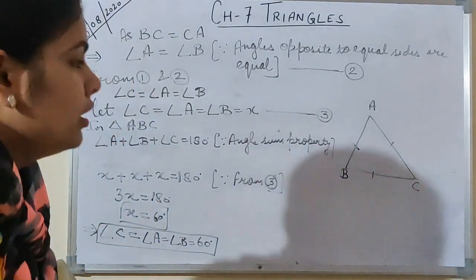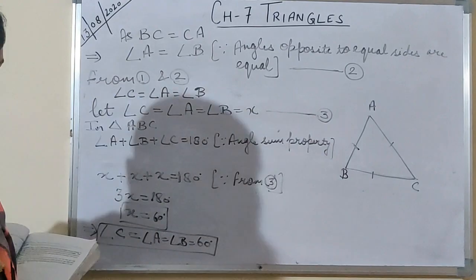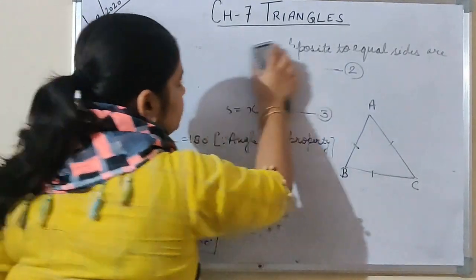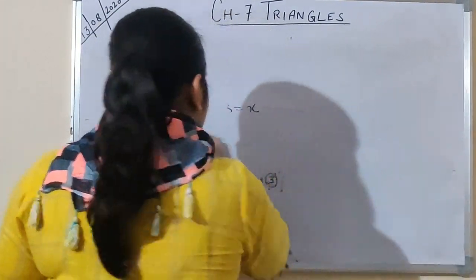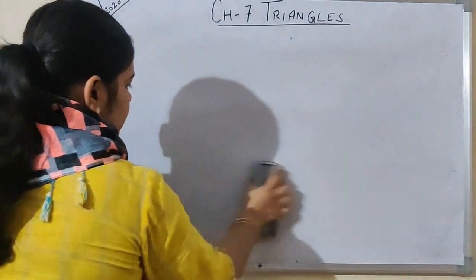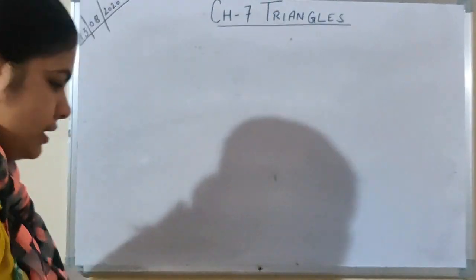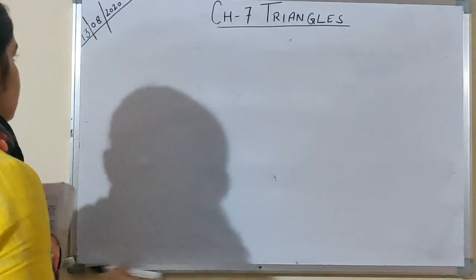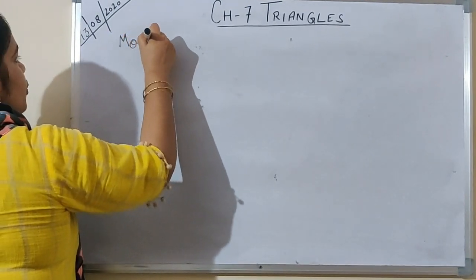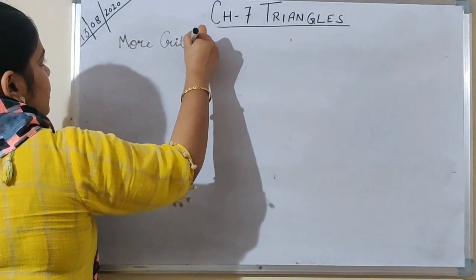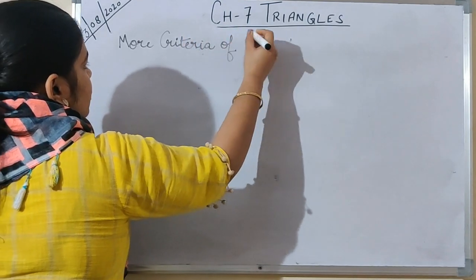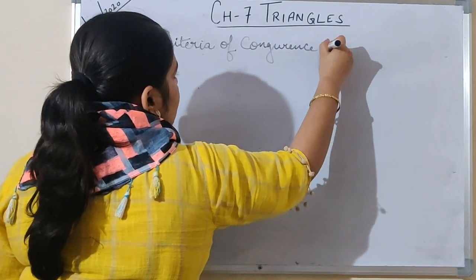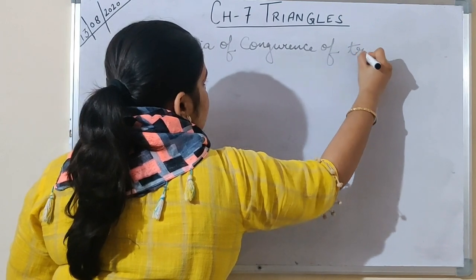Now, after these two questions, we are starting with a new concept or new exercise, you can say. In this exercise, we are starting some more criteria for congruency of triangles. So, I am writing here: more criteria of congruency of triangles.